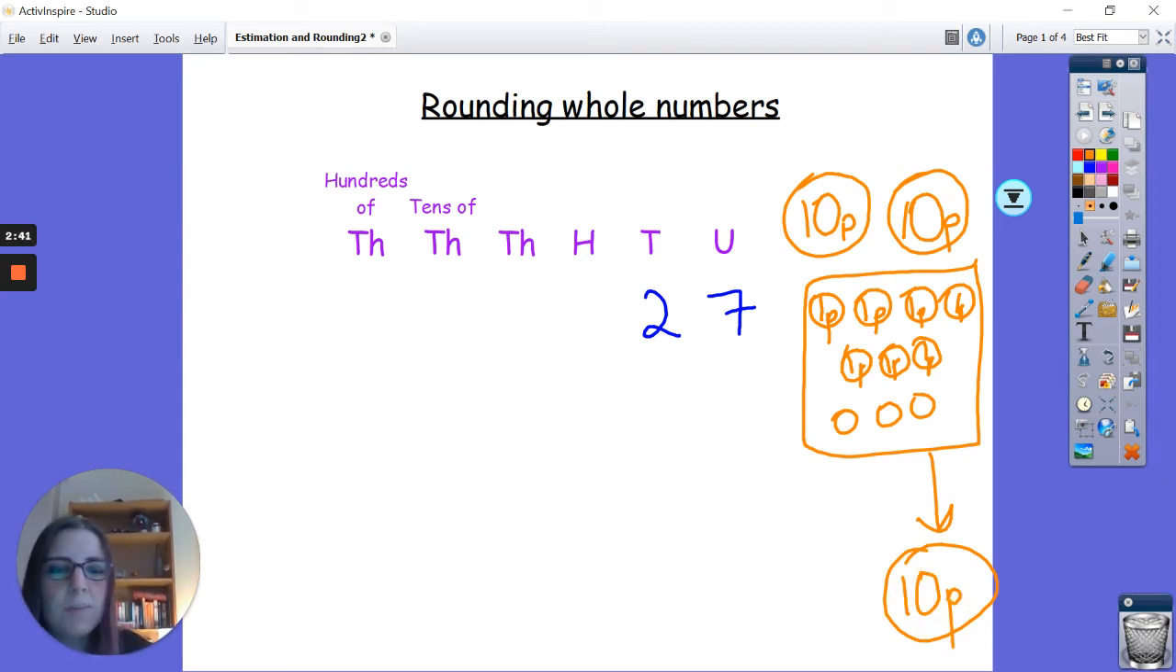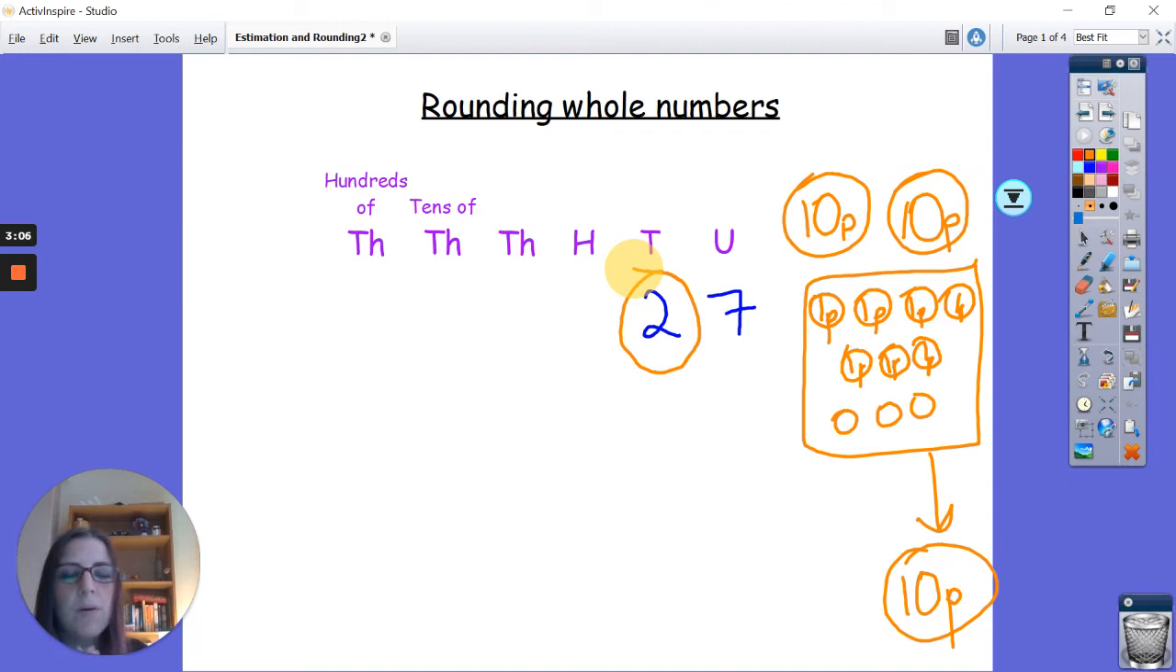Now if we want to do it just by looking at the numbers, we identify which column we're rounding to first of all. So we're rounding to the nearest 10. So this is the one we're really thinking about. Is it going to be closer to 2 tens or is it going to be closer to 3 tens? This one was closer to 3 tens because there was a 7 in the units column, and I only needed an extra 3 pennies for that to be turned into a whole other 10 pence.